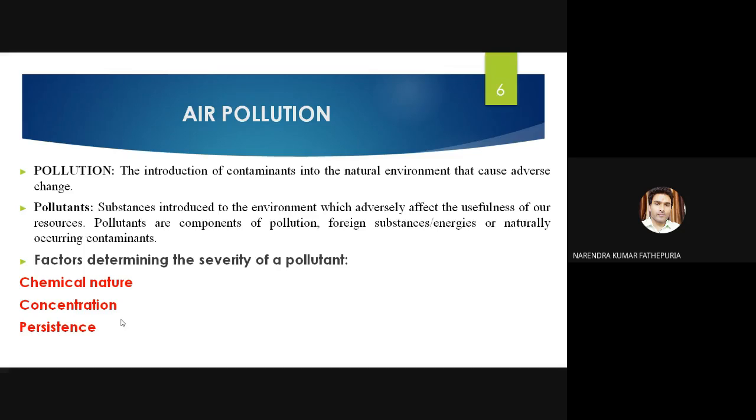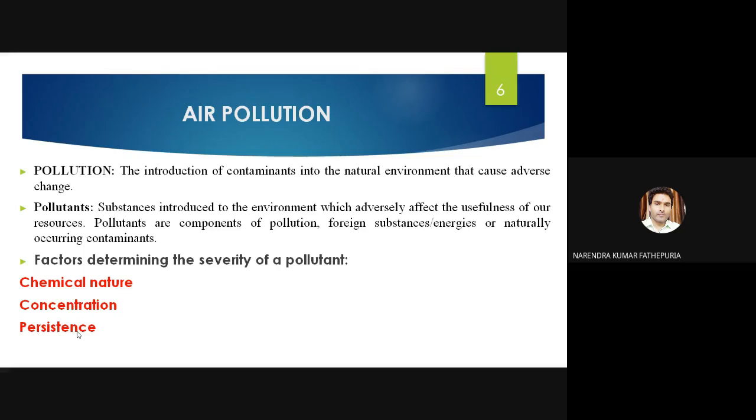So if you are burning a fossil fuel, of course, various types of pollutants will be released into the atmosphere. So three things are important. One is the chemical nature. You have to understand the pollutant's chemical nature. Chemical nature means how it is reacting with the original composition of the gases, right?